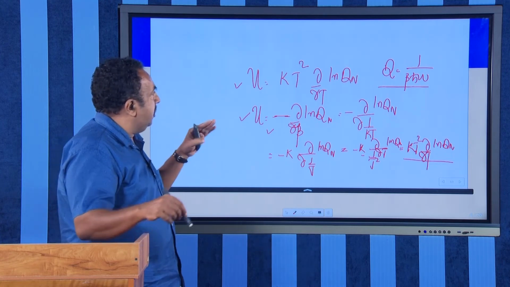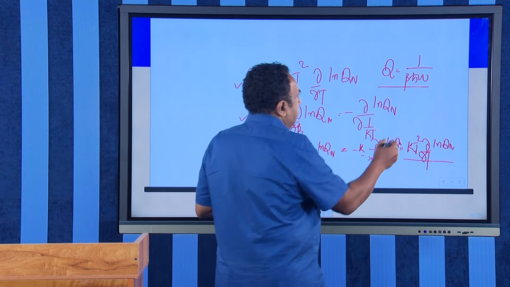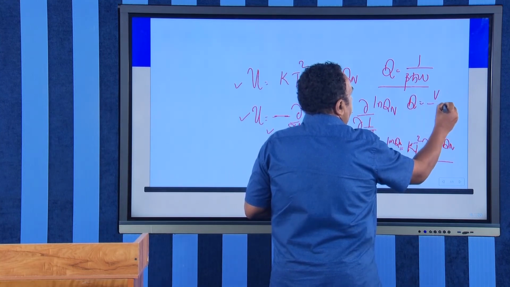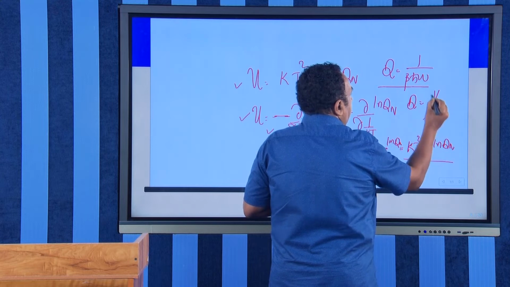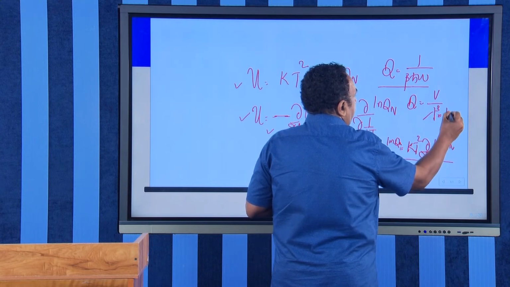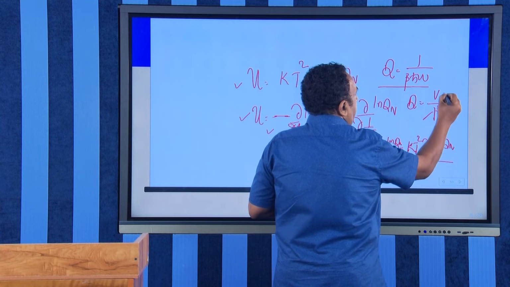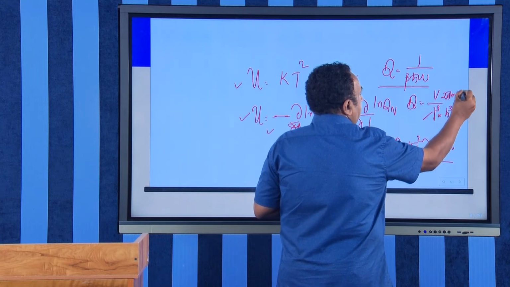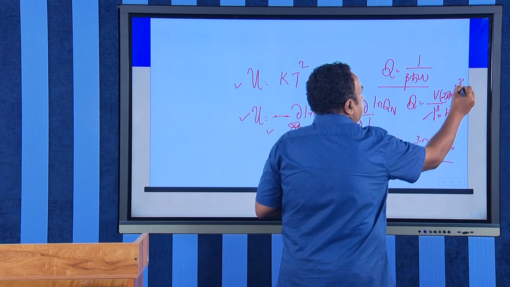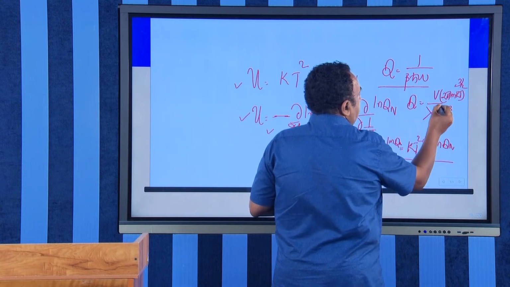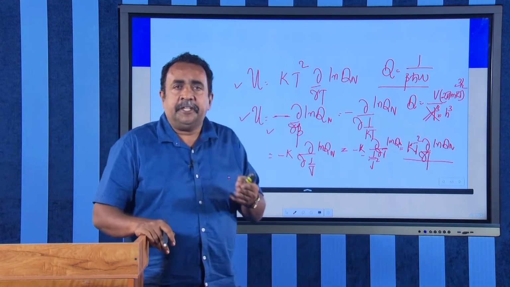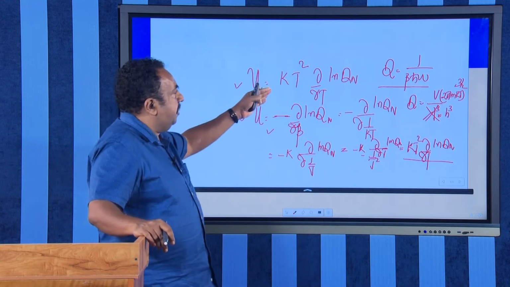Sometimes your partition function will be expressed in the form of temperature. For example, the partition function for an ideal gas is equal to V by lambda cube, where lambda cube is equal to h cube divided by 2 pi mkT whole raised to 3 by 2. In that case, lambda cube is not there now, T is there. Your partition function appears in the form of T. Then you can use this formula.